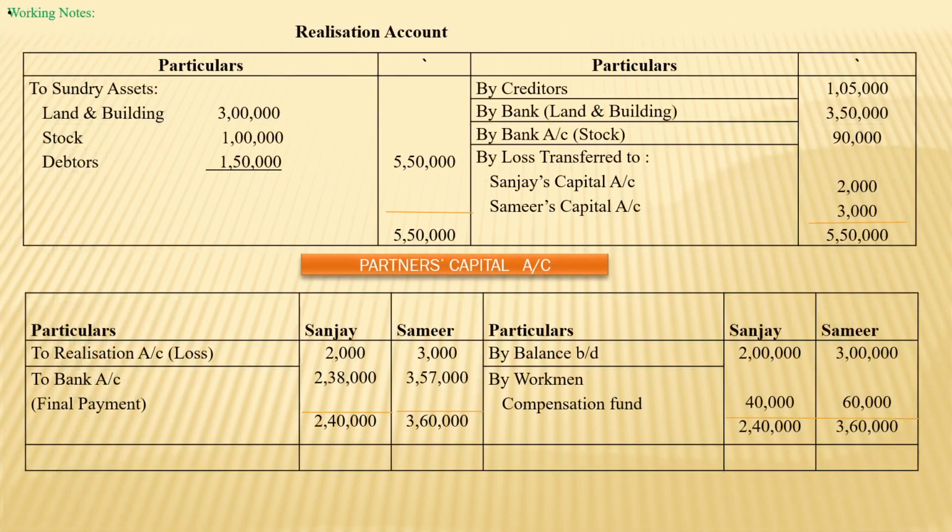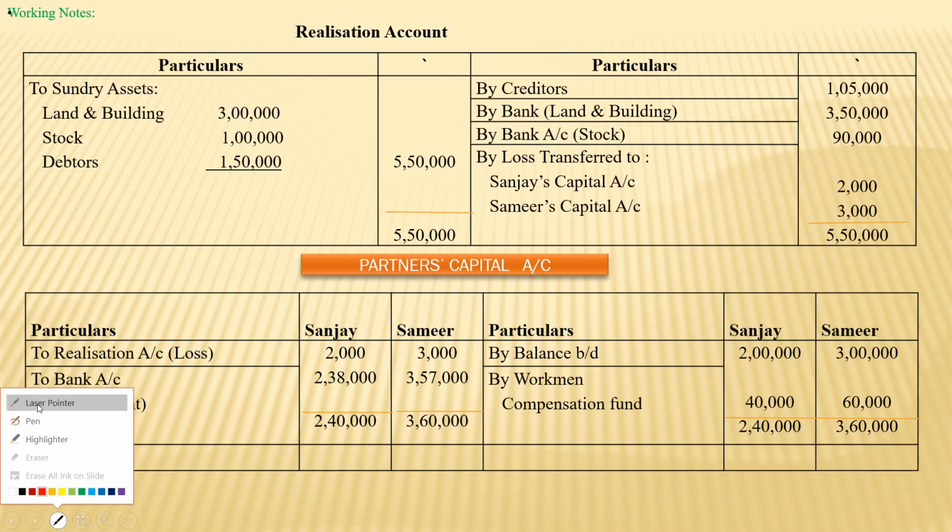There are two major workings in this question. Only a journal entry is being asked, but it will be better if we directly prepare the realization account as well as the partners' capital account in ledger form. That will help to pass the journal entry. So the first working is the realization account.